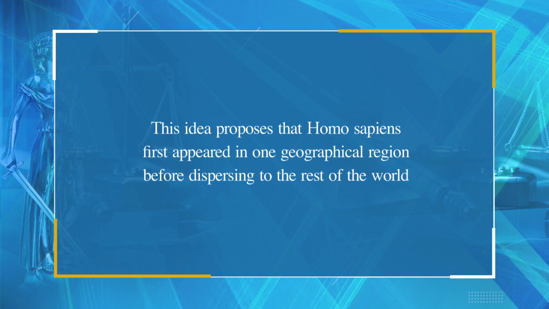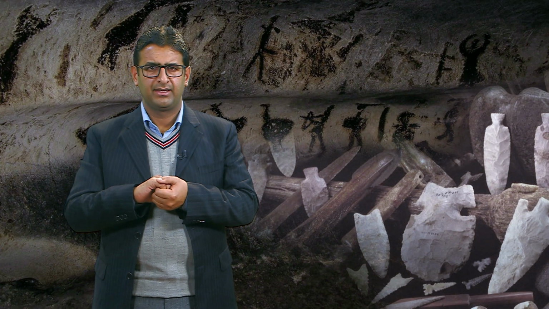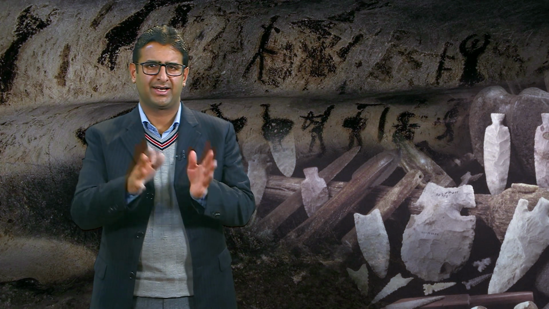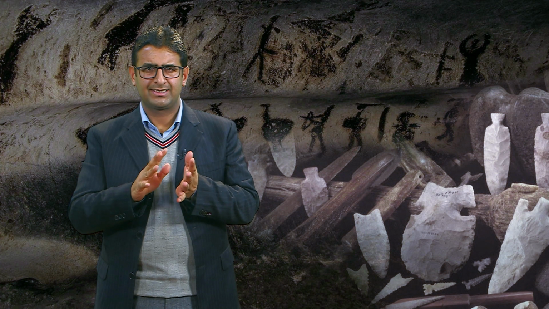This idea proposes that Homo sapiens first appeared in one geographical region before dispersing or diffusing to the rest of the world. According to the replacement theory, Homo sapiens coexisted with and ultimately displaced Homo erectus. So, although they both lived on Earth, modern and ancient species represent very different evolutionary paths. All modern day Homo sapiens tribes, according to the replacement theory, share some common ancestors.